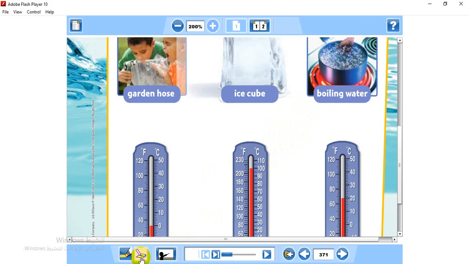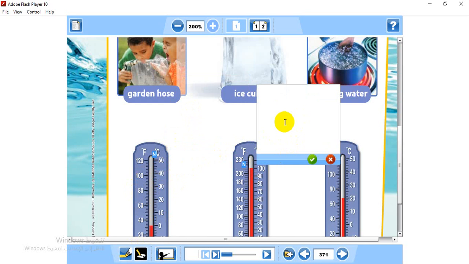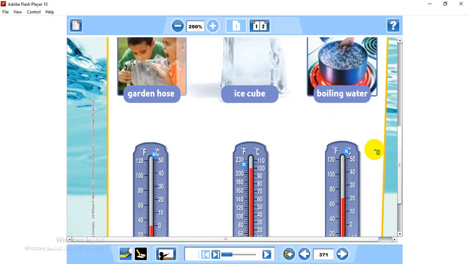Okay, so I will write them here in order to understand them. This one, the ice cube, is related to 0 Celsius degrees. What about now this one? 100 Celsius degrees is related to the boiling water. What about the last one? 20 Celsius degrees is related to what? An example of liquid water, or garden hose. I think now we understand everything.